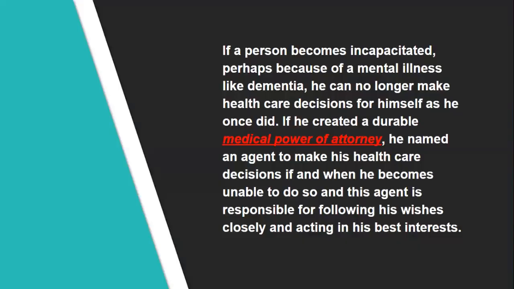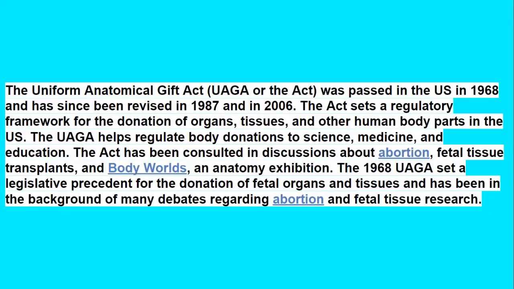If a person becomes incapacitated, perhaps because of mental illness like dementia, he can no longer make healthcare decisions for himself as he once did. If he creates a durable medical power of attorney, he names an agent to make his healthcare decisions if and when he becomes unable to do so, and this agent is responsible for following his wishes closely and acting in his best interests.